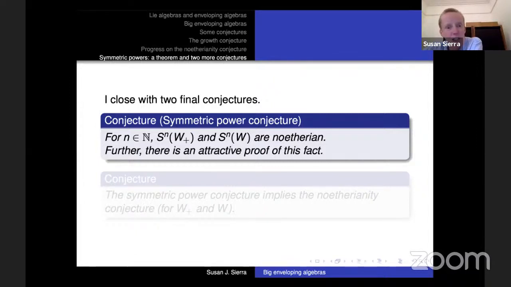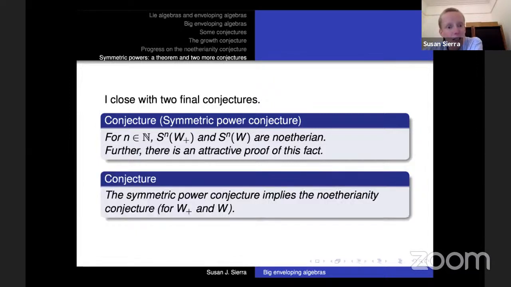The other conjecture I want to make is that if we knew the symmetric power conjecture to be true, then we could deduce the Noetherianity conjecture for W plus and for W. Again, I believe this, but I don't know how to do this.